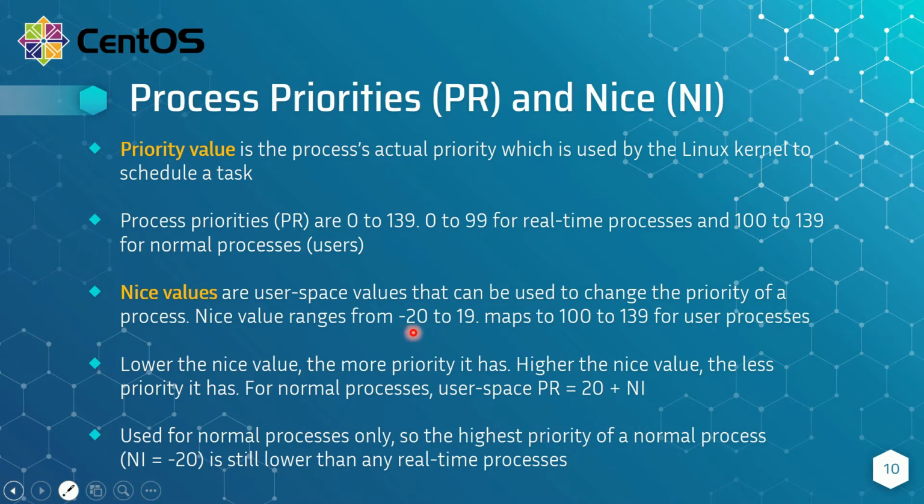So -20 would mean the more priority it has, and opposite is the higher the nice value. If it's 19, then you're giving it a modifier of 19 on the original priority level, which for normal processes, this priority level becomes PR equals 20 plus the niceness value. So this is used for normal processes only. So the highest priority of a normal process has a niceness value of -20. So you'll see that this is still lower than any real-time processes, since the real-time processes is 100 to 139.